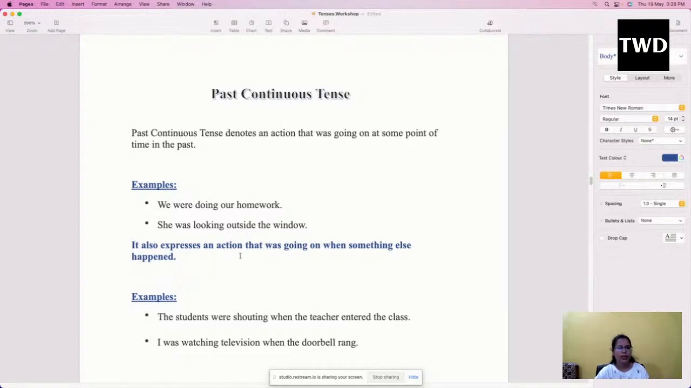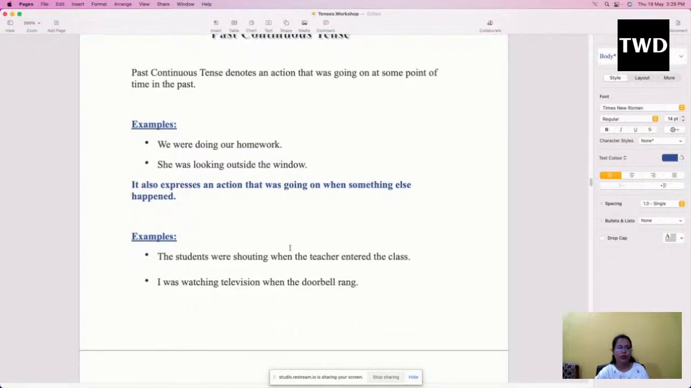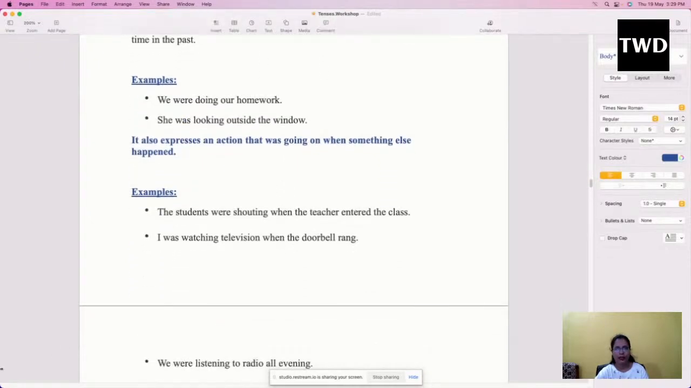It also expresses an action that was going on when something else happened. Sometimes we are doing something and something else happened and we stopped doing that thing. So such kind of sentences also comes under past continuous tense. For example, the students were shouting when the teacher entered the class. Before the teacher entered the class, the students were shouting. The moment the teacher entered the class, the students stopped shouting.